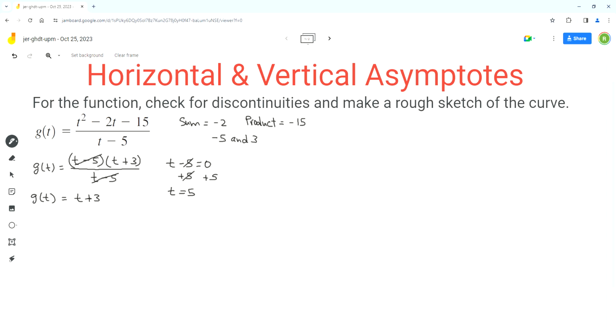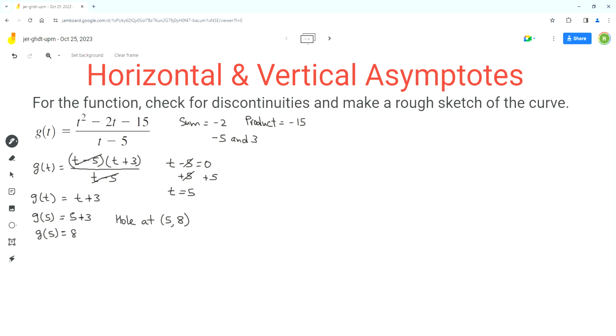Now we can find the function value at this hole, so we can substitute t as 5 in this function. And 5 plus 3 is equal to 8. So we can conclude that there is a hole at 5, 8.